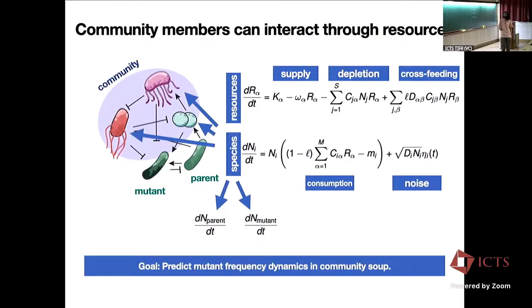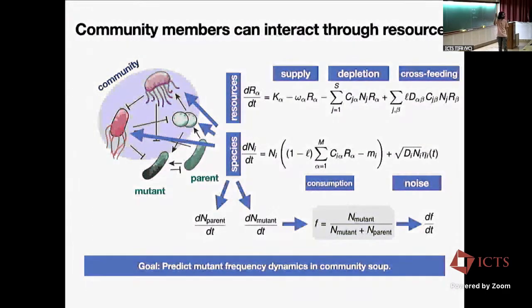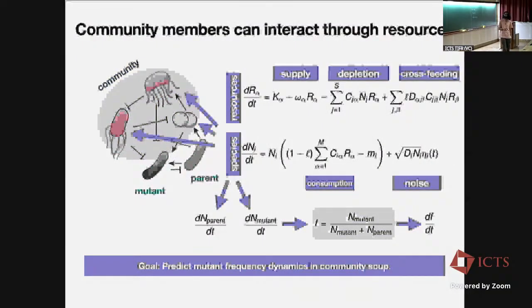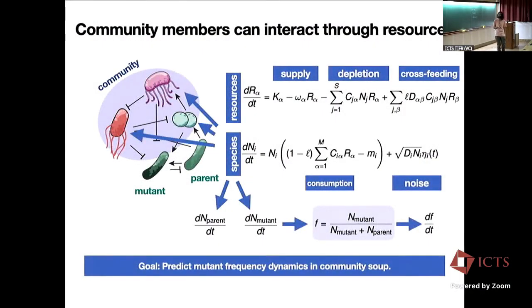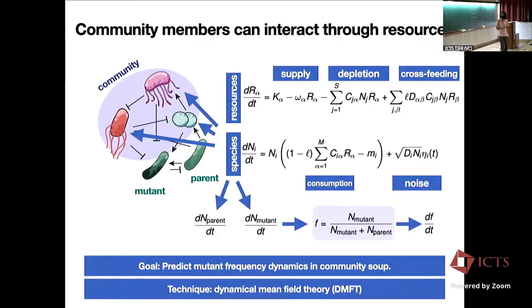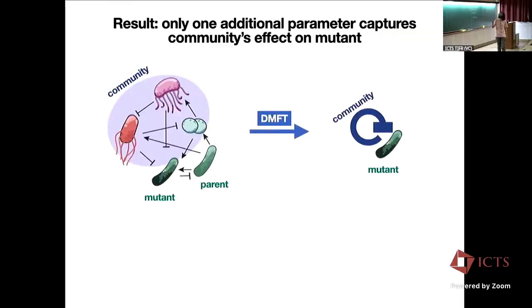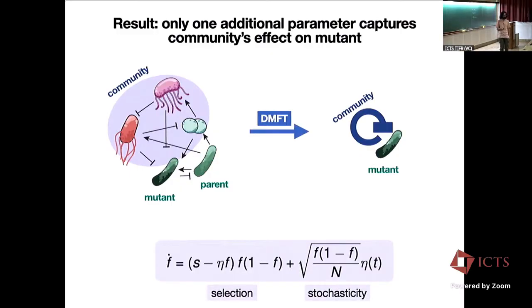And your goal is to predict the dynamics of the frequency of this mutant, which is given by how much of the parent and mutant population is given by the mutant. That's f. So our goal is going to be to compute df/dt. And the way that we will do this is by using dynamical mean field theory. If you do the dynamical mean field theory, and when the dust settles, the main result that you find, the punchline, is that only one additional parameter is needed to capture the community's effect on the mutant. And so when the dust settles, you get an equation for df/dt, which looks something like this.